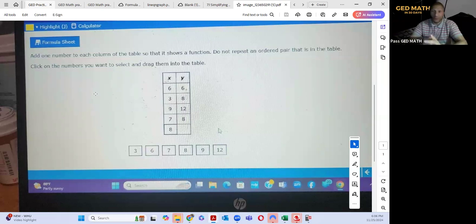So it's only two people this evening. Tell me what you think the answer would be. It says, add one number to each column of the table that shows a function. First of all, that doesn't even make sense. Add one number to each column? There's only one column that's empty, but anyway. Do not repeat an ordered pair that is in the table. Click on the numbers that you want to select. There's only one cell available. But anyway, we're not going to go into the grammatical part of it. Click on the number you want to select and drag them into the table.